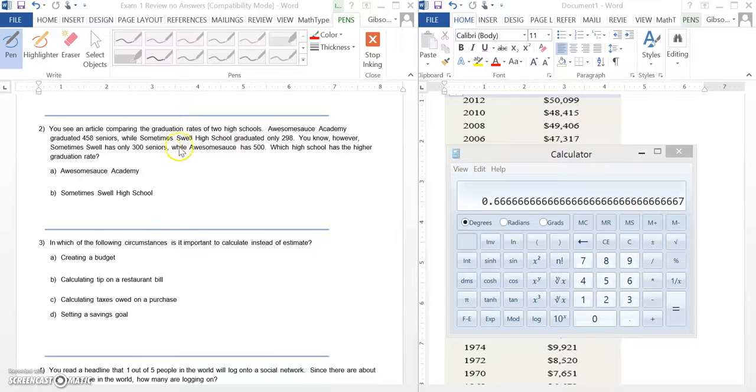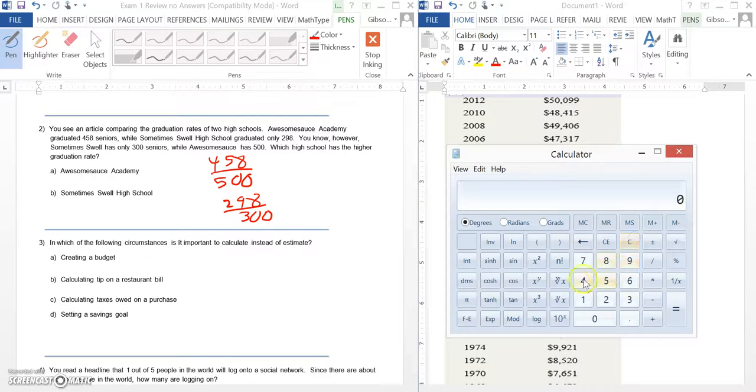So what we would have to do is find their percentage. So let's first go with Awesome Sauce. We have 458 out of 500 seniors that graduated. And then with Sometimes Swell High School, we have 298 out of 300 seniors.